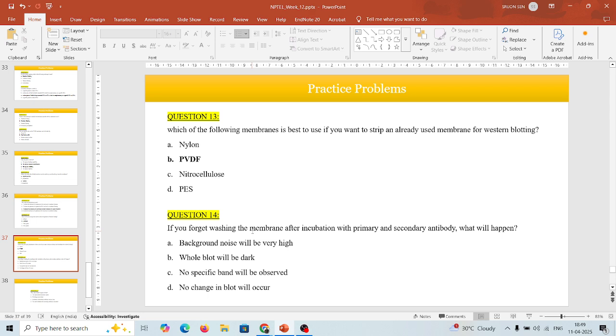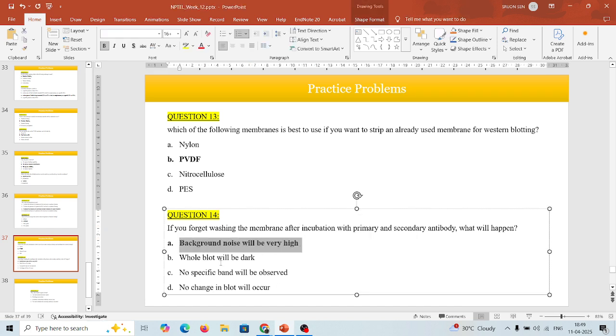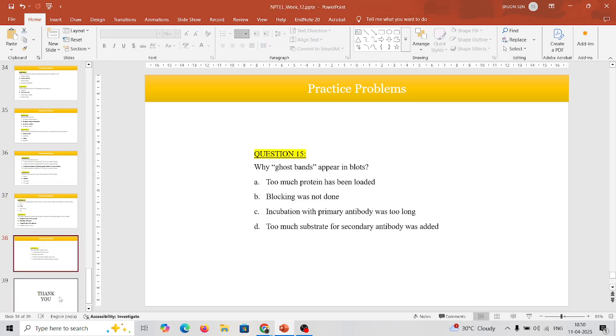So what are the problems if you forget to wash after the primary or the secondary antibody? First, there will be a lot of unbound primary and secondary antibodies. So the background noise will be very high, because of which the whole blot will be dark, and finally you cannot identify the bands.